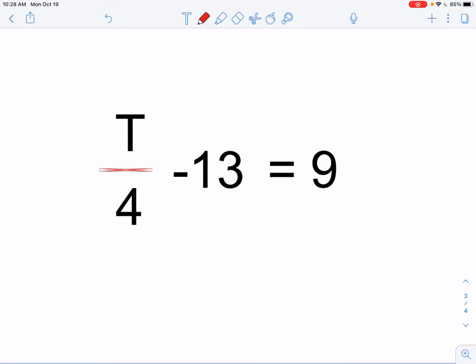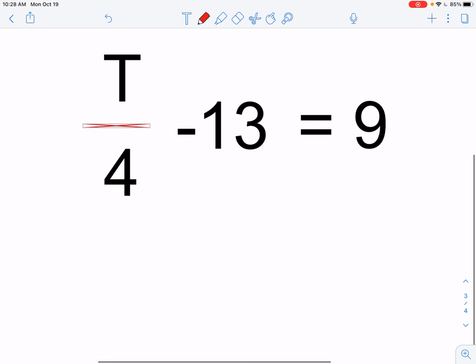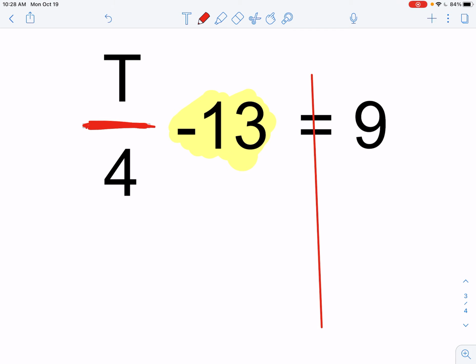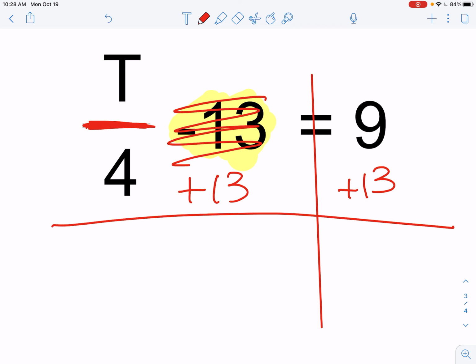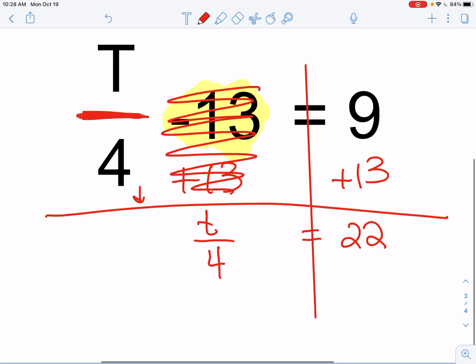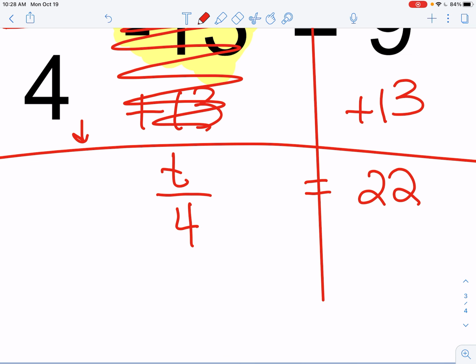The next problem looks like this: t over 4 minus 13 equals 9. So remember that this is the fraction line, and we're going to begin with highlighting our number by itself with the variable, and then we can add 13 to both sides to get this started. And then 9 plus 13 gives you 22. Bring down that t over 4, and now we have t over 4 equals 22.